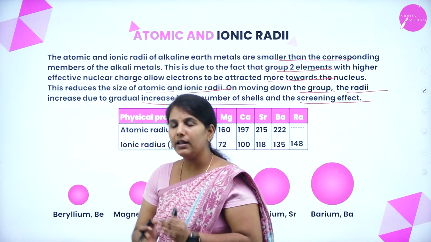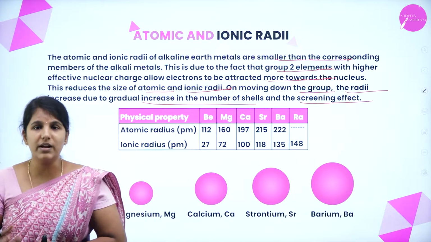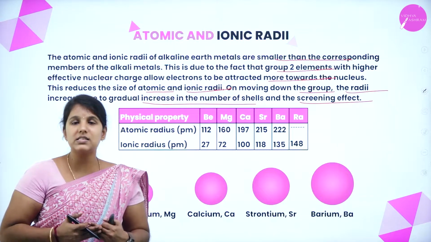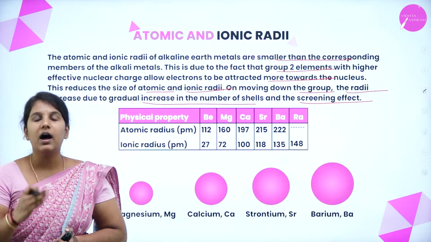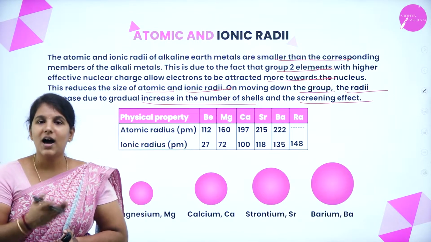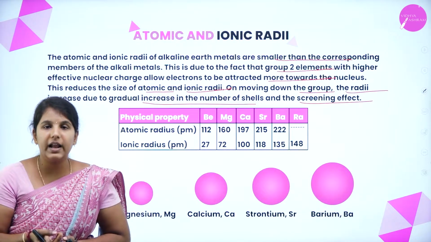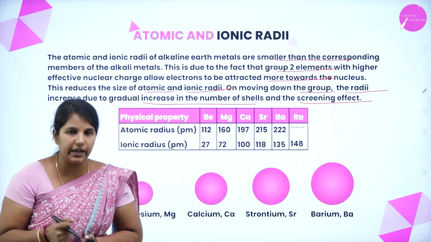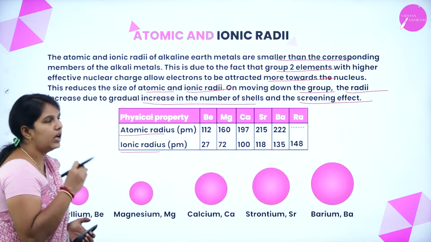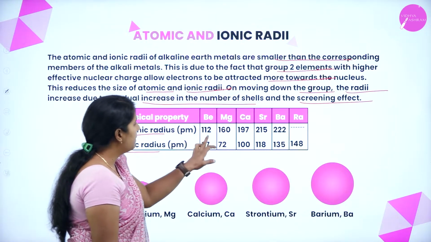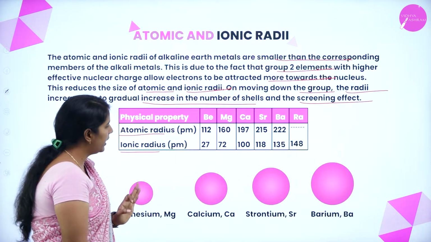But when we compare the atomic radii with the alkali metals, the alkali metals have very low atomic radii compared with the alkaline earth metals, because the alkaline earth metals have very high atomic radii as well as ionic radii. Here you can see the atomic radii and the ionic radii of the group 2 elements, that is beryllium, magnesium, calcium, strontium as well as barium and radium.